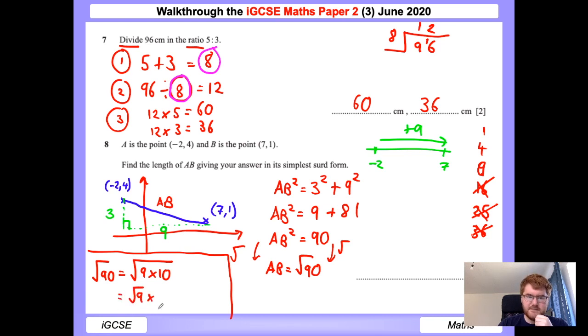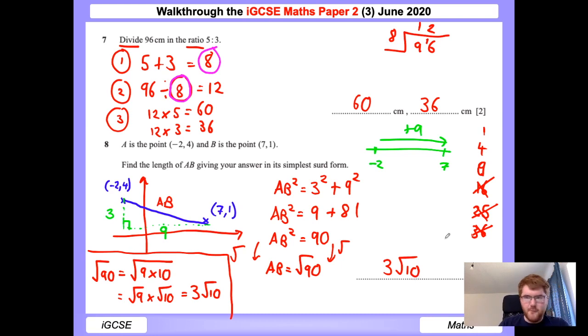That means we can then split it like this. And then we just have to write this neatly. So the square root of 9 is equal to 3. So then we get 3 root 10, like so, for our 4 marks.